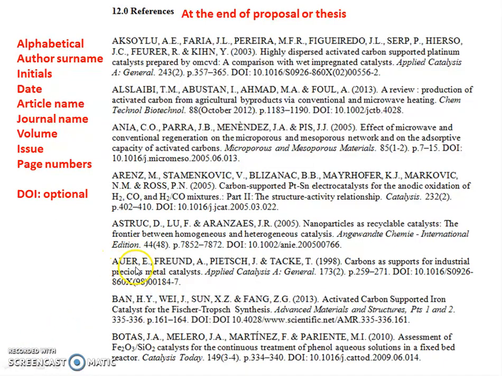Here we have an article from Aura, and it's been published in 1998. And the article name is Carbons as Supports for Industrial Precious Metal Catalyst. The journal name is Applied Catalysis A, General. The volume number is 173, the issue number is 2, and the page number is 259 to 271. And once again, you've got the DOI. This DOI number is optional. It's not required, but it just makes it easier to find this particular article.